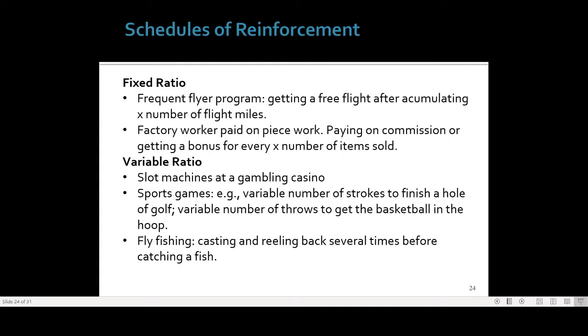Now, variable ratio reinforcement is like a slot machine at a gambling casino. You just put the coins in. Sometimes you don't get anything. Sometimes you get good money, big money. So it's a variable ratio. The variable ratio reinforcement is really a motivator for people. That's why gambling can attract a lot of people, because of the variable ratio reinforcement.